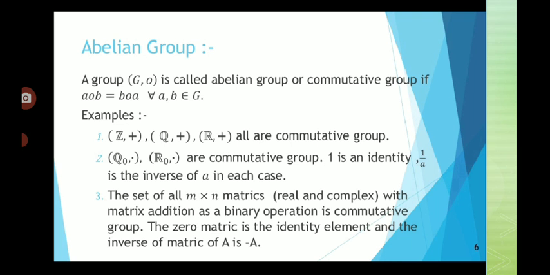The next definition is the abelian group. An abelian group means (G, circle) is a group and it satisfies another property, called the commutative property, that is A circle B equals B circle A for every A, B belonging to G. Then the group is called a commutative group or abelian group. For example, (Z, +) is an abelian group, (Q, +), like that. These are all abelian or commutative groups.